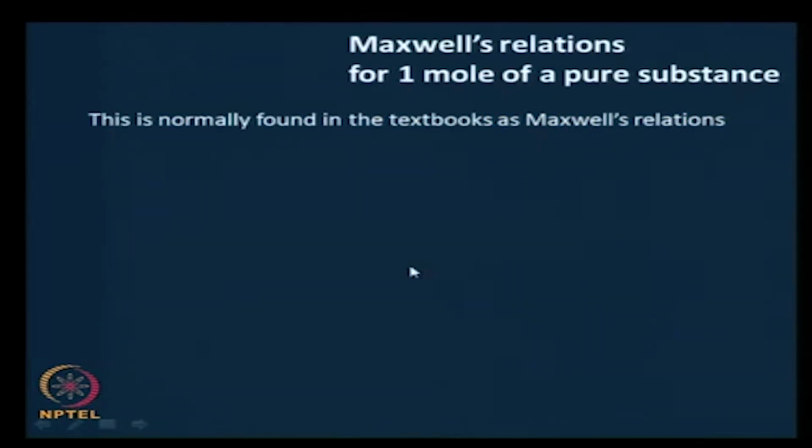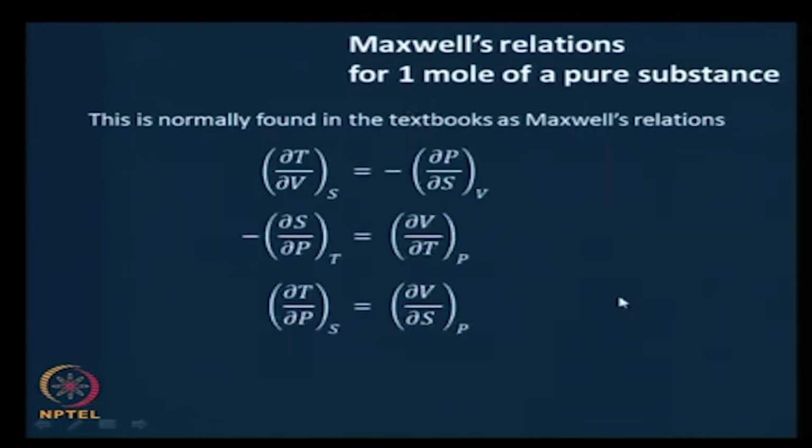And what you will find in a textbook predominantly is Maxwell's relations for 1 mole of a pure substance, and that is this, which you can also get by the earlier relations that we gave, except that we do not consider Ni and the total values and so on, since this is 1 mole of a pure substance.